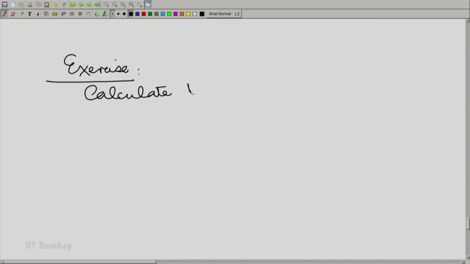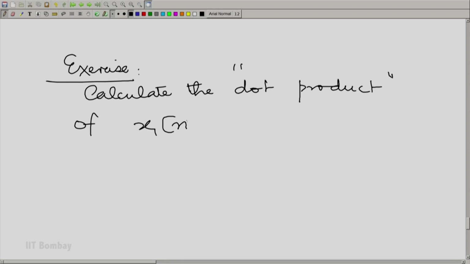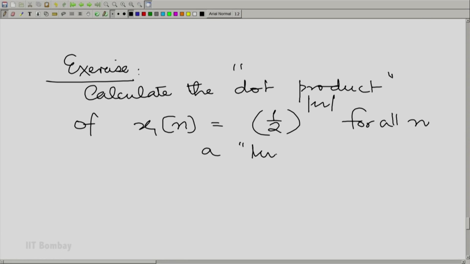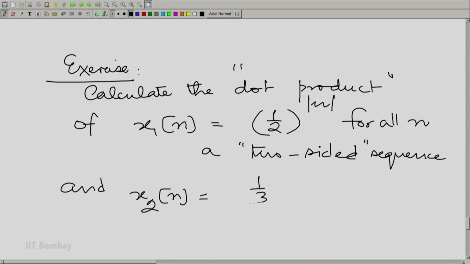Anyway, I therefore leave it to you as an exercise to consider one such case. Let me write down that exercise. Calculate the dot product of the sequences x1[n] is (1/2)^|n| for all n. Now, here this is what I call a two-sided sequence, or a sequence which is non-zero all over the set of integers, and x2[n], which is (1/3)^|n| for all n, which is again a two-sided sequence. Now, that is a simple exercise and I leave it to you to do it.